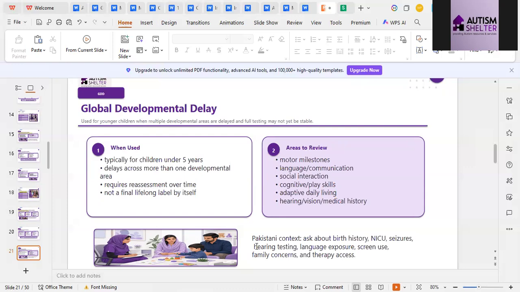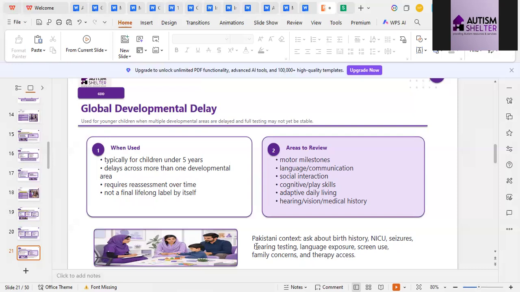global developmental delay. What does global mean? The global covers all things. It means the developmental delay was in all domains of life. Like he had delay in motor, language, social, cognition, adaptive, hearing, visual, medical history. Everything was delayed. Maybe the child is just starting to walk at the age of 4.5, whereas normally it starts from 9 months to 1 year.